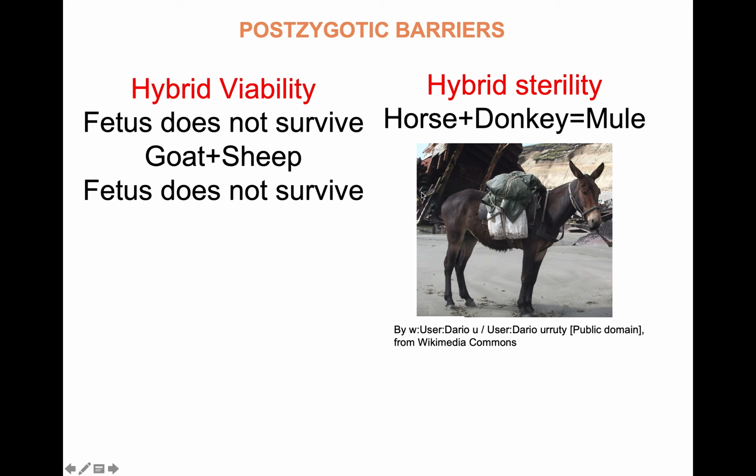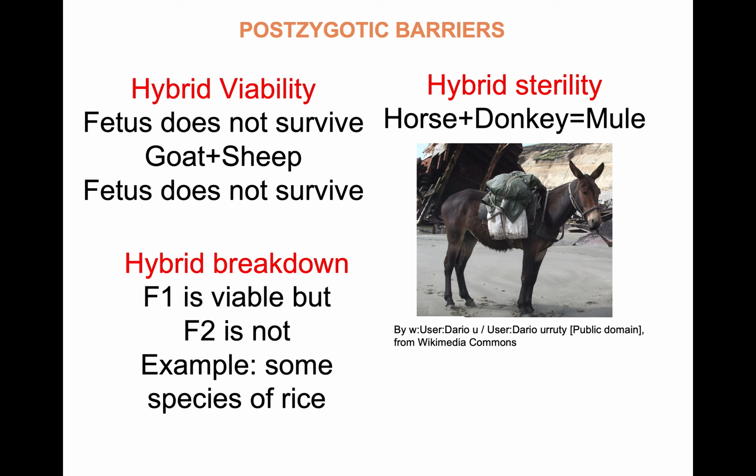And that's an example of a mule. A horse and a donkey can mate. They can produce a very viable offspring, but the mule is sterile. It cannot pass its genes to the next generation.